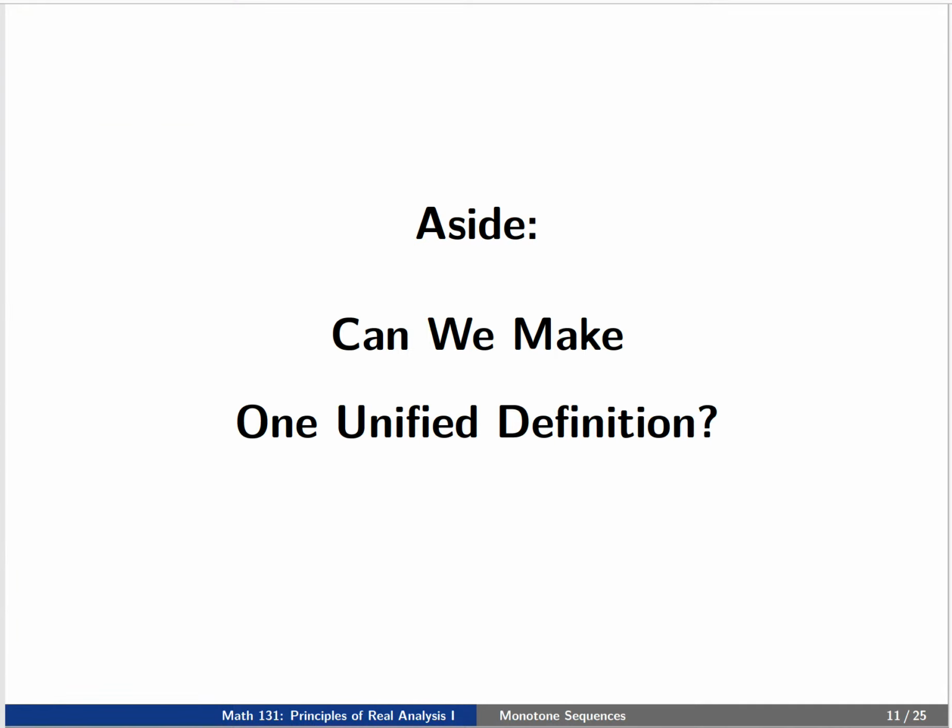Before we get into things today, I'd like to give an aside to discuss why we have made these three weird definitions. That is, we have a sequence that converges, a sequence that diverges, and then a sequence that does neither. So, can we really make a unified definition when we simply use the phrase does not converge? That is, can we really say that in a sense, converging and diverging are almost the same thing?